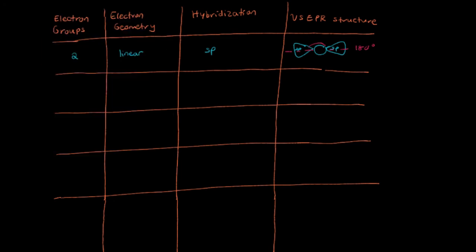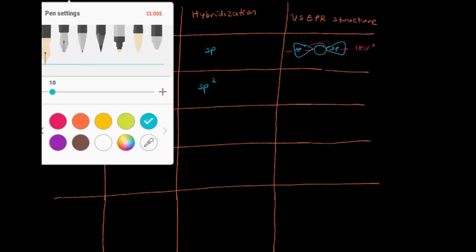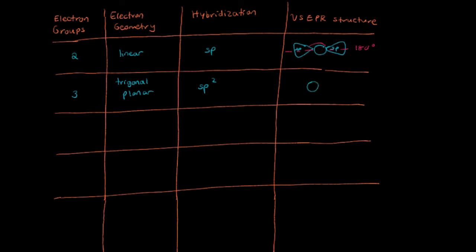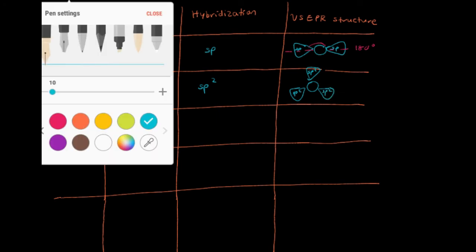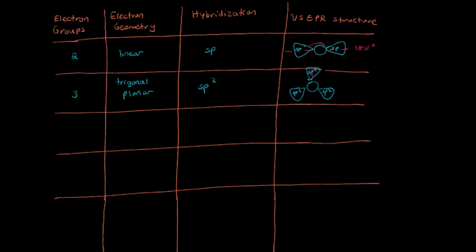If you have 3 electron groups, the electron geometry would be trigonal planar, and this would involve sp2 hybridization. That means we will have sp2 hybrid subshells and sp2 hybrid orbitals, and as a result the central atom will look like this: sp2, sp2, sp2. It's going to form the trigonal planar shape, and the bond angle here should be 120 degrees.